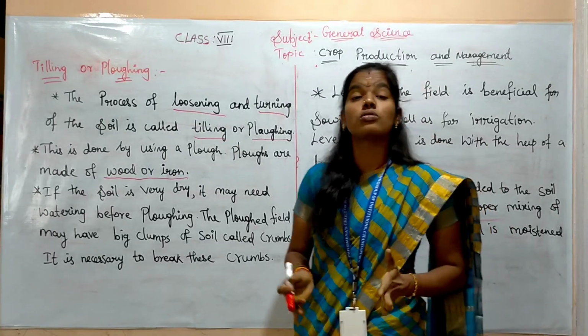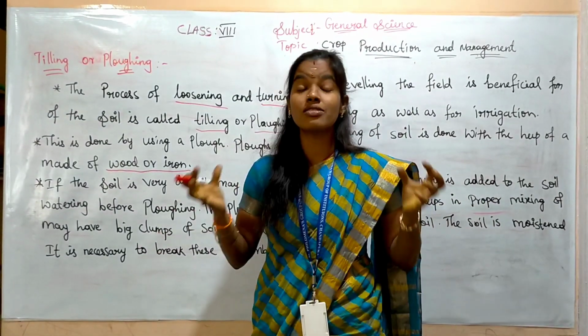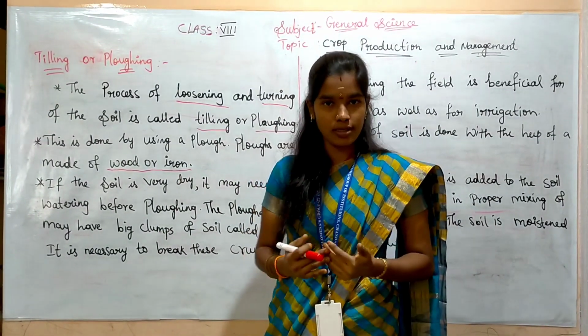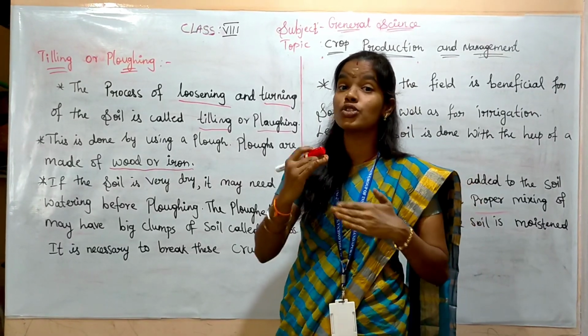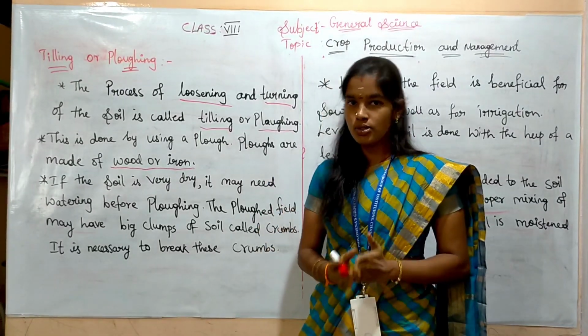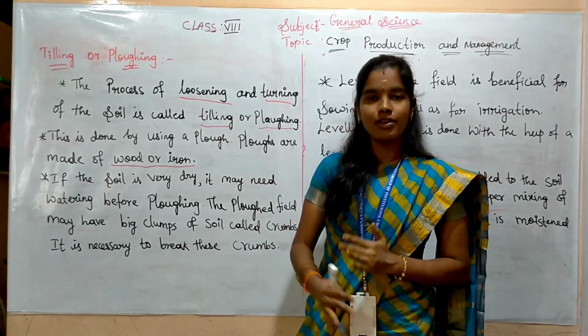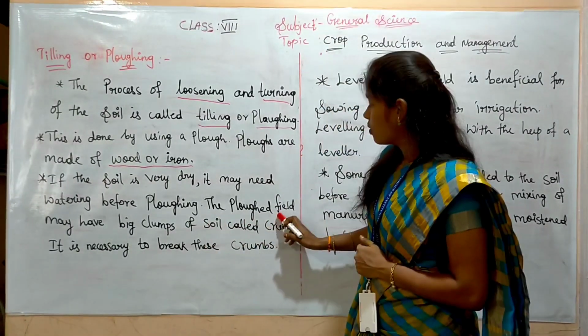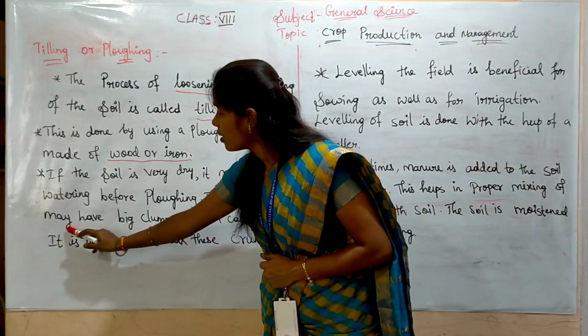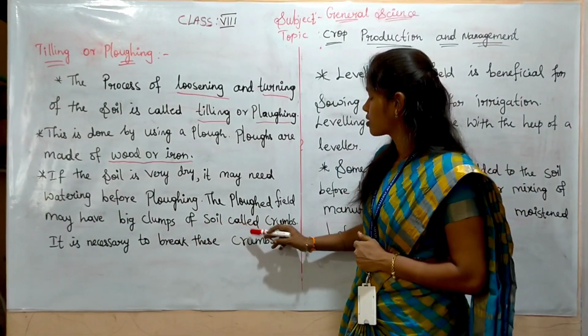So what happens if the soil is dry? It is heavy and hard to plough, hard to turn the soil or loosen the soil. So if it is dry, we have to water that particular field and then do the ploughing. The ploughed field may have big clumps of soil, which are called crumbs.